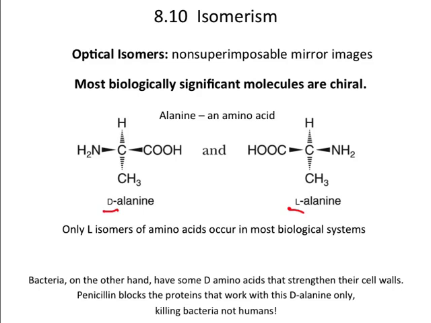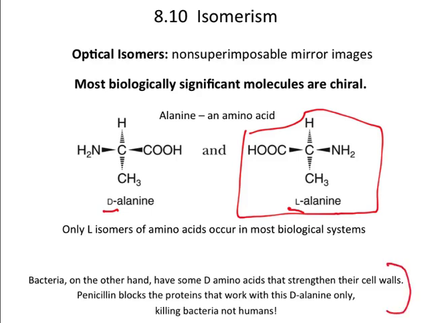And it turns out that only the L isomers of amino acids work in biology on this planet, pretty much. However, that's not exclusively true, right? Bacteria have some D amino acids. And hey, this molecule penicillin, it works by blocking the proteins that work with D amino acids. So that means they don't hurt humans, which are all using L amino acids, but they'll hurt bacteria. So just one of many examples of how isomerism really matters in biology.